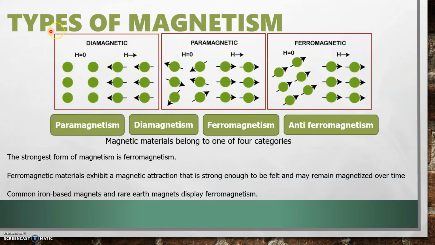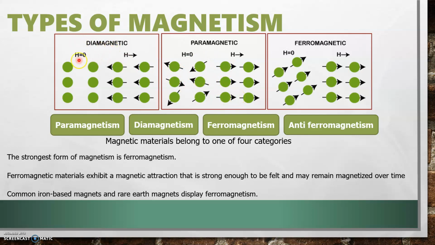Let us look at different types of magnetism. Although this is not a part of your course, let us try to understand what the different types of magnetic materials that can exist. So there can be 4 main categories of magnetic material. They may be paramagnetic, diamagnetic, ferromagnetic or antiferromagnetic. We have already seen what diamagnetic and paramagnetic look like.